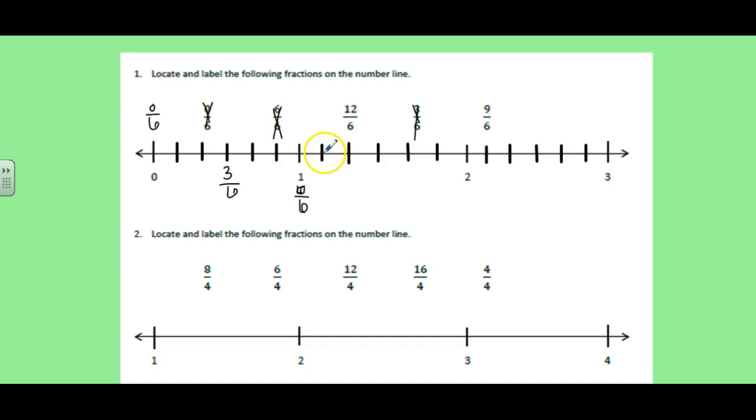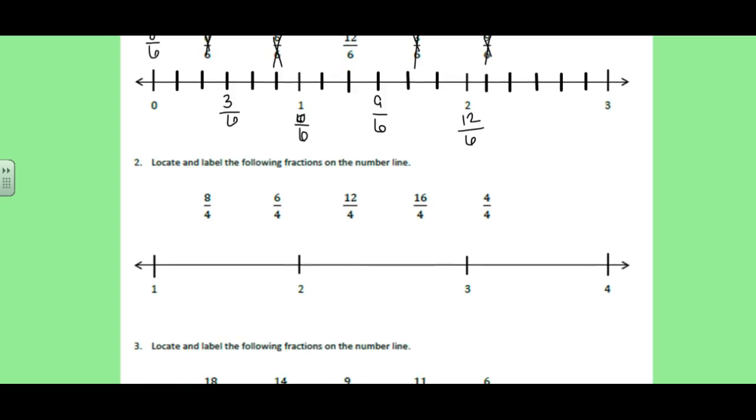And then I would go from 6/6 to 7/6, 8/6, 9/6. So 9/6 is going to go right here. So I'm going to mark that out. And the last one that I have left to put is 12/6. So I would go from 9/6 to 10/6, 11/6, and then 2 would be 12/6. So that's where all of these fractions go on the number line. And now we're ready to move on to number 2.